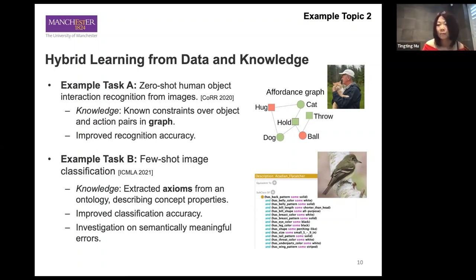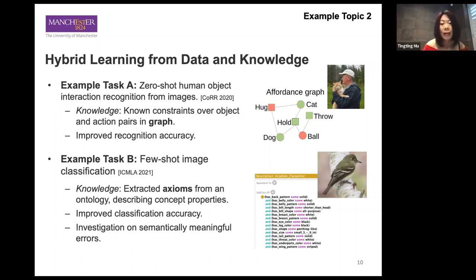For example, if you focus on the action hold, you can hold a dog, a cat, and a ball. But if you focus on the action hug, you can only hug a dog and a cat, but not really a ball. This is the information we inject into the model, and it can greatly improve the zero-shot learning performance.